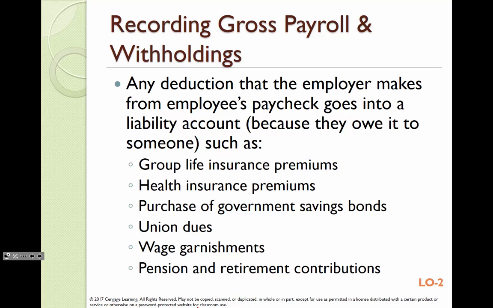And this is basically what I already said. Any deduction, doesn't matter what it's for, every single one of them has their own liability account. And you show me that you know that by just taking whatever it is and putting the word payable on the end of the account. So don't be like, oh, I don't know what to call this. Union dues payable, savings bonds payable, insurance premiums payable, wage garnishments payable, pension payable.